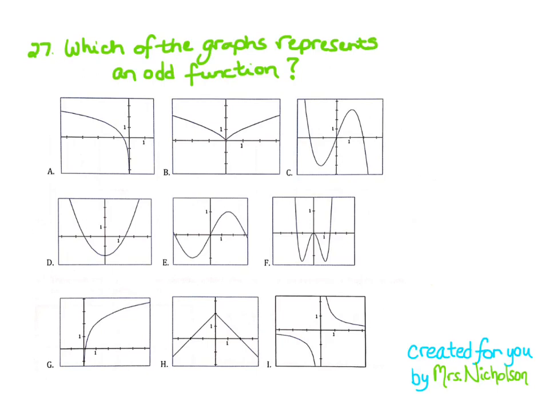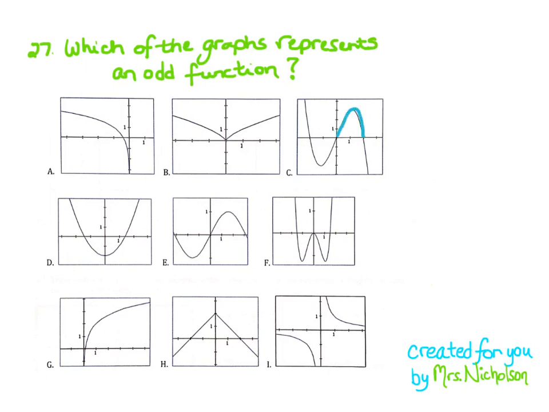Odd functions are graphs that have origin symmetry. They're symmetrical through the origin. I like to think about that as diagonal symmetry, that whatever's going on in quadrant 1, the same thing is happening in quadrant 3. And whatever's happening in quadrant 2, the same thing's happening in quadrant 4. So again, looking at our graphs, A has no symmetry, B was an even function. C, we do have that origin symmetry.